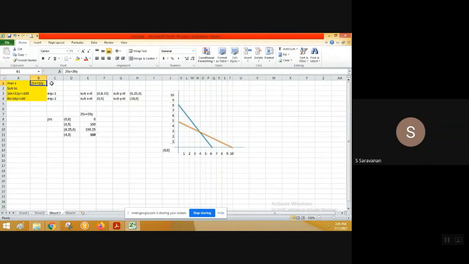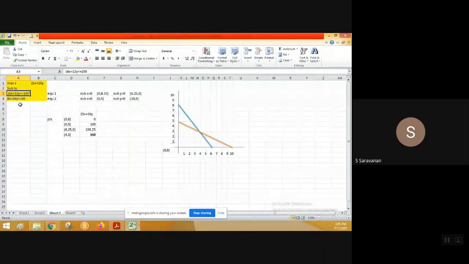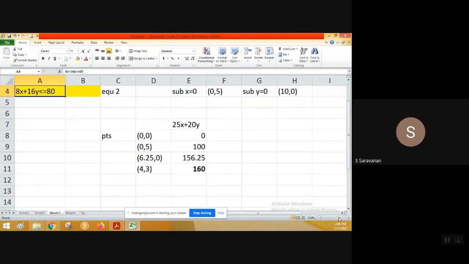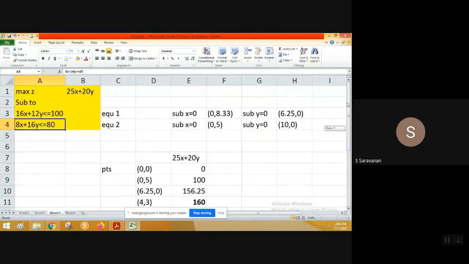Subject to, there will be constraints. There may be two constraints, three constraints, or even more. Whatever is provided after subject to is called constraints. These are certain conditions. The two constraints are 16x plus 12y is less than or equal to 100, and 8x plus 16y is less than or equal to 80. I'll just magnify.